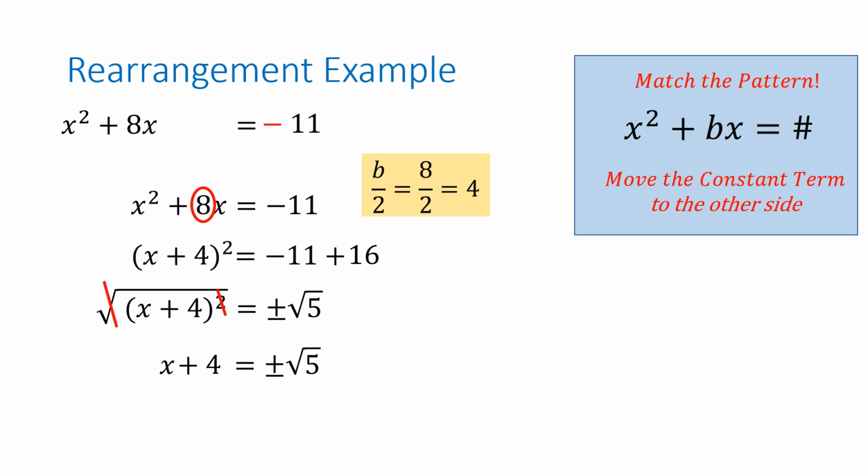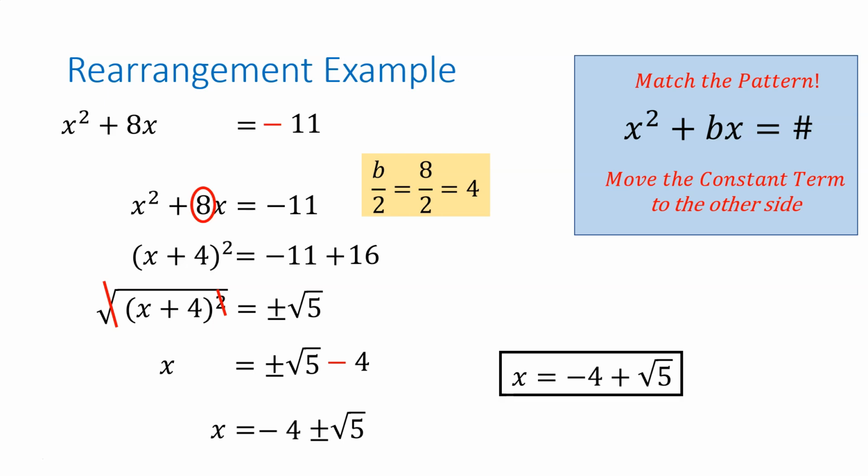To solve for x, we move the 4 to the other side. But when we do this, it becomes negative. We have x equals plus or minus the square root of 5 minus 4. If we reorder the terms, we get x equals negative 4 plus or minus square root of 5. And here are the two solutions written out. x equals negative 4 plus the square root of 5, and x equals negative 4 minus the square root of 5.